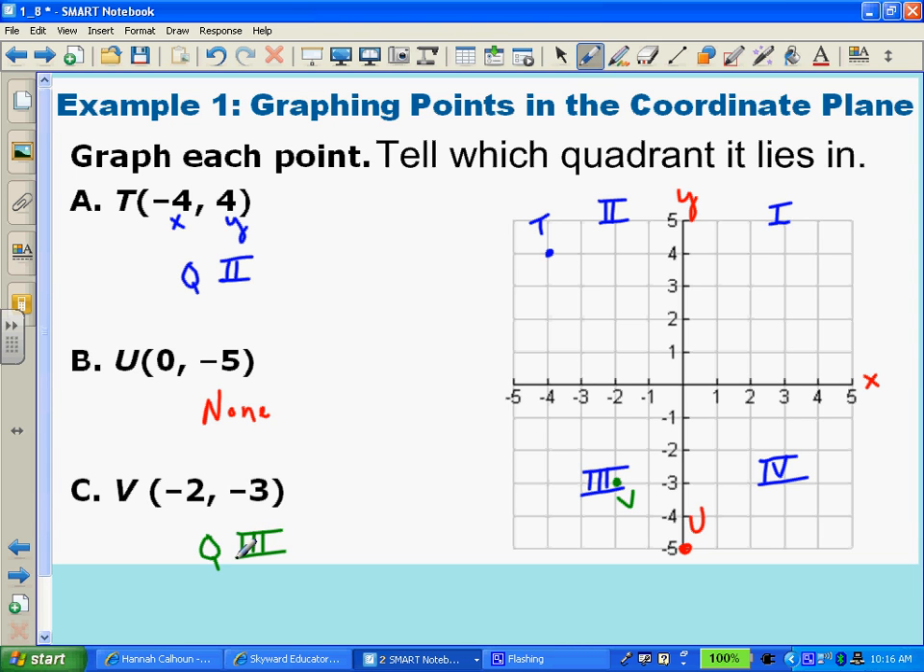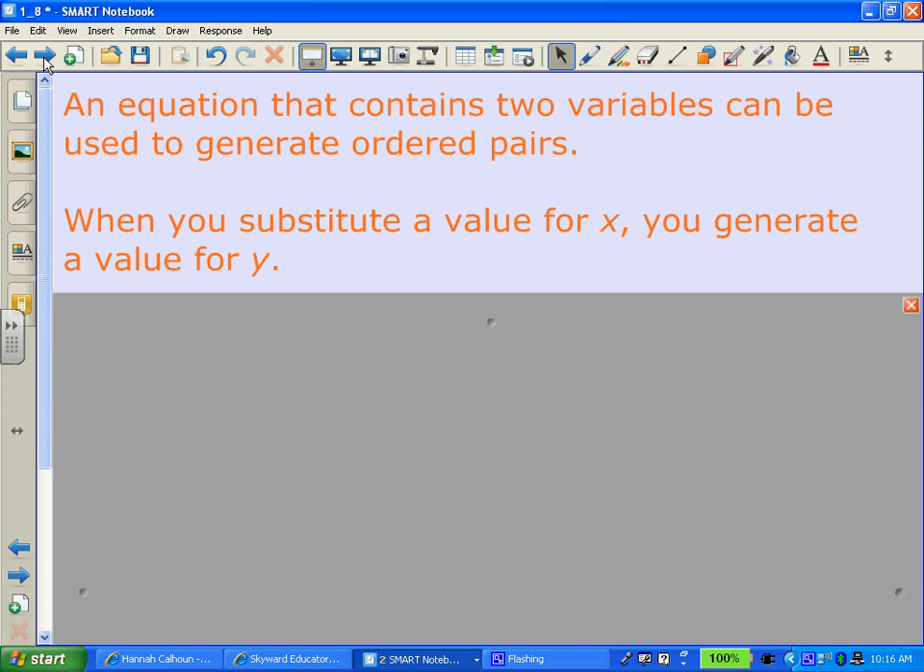So that will be the first part of your homework: graphing ordered pairs and then telling what quadrant they are in. Then it gets a little more exciting. Then we get to actually graph functions, and this is where it gets a little bit harder.